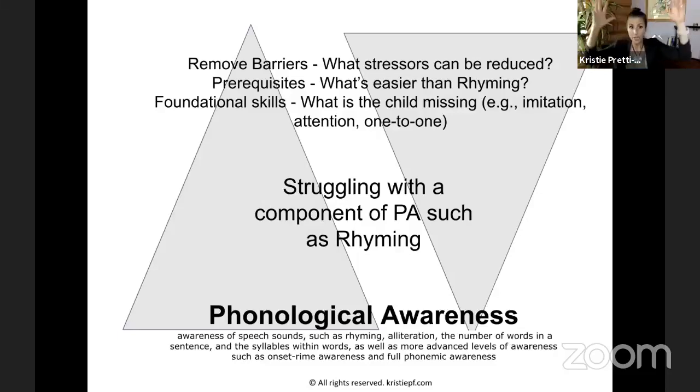You can also say, what's a foundational skill? What's this kid missing? Well, imitation. It's hard to rhyme if you don't even have joint attention or imitation skills. And then the top one is my favorite. What stressors can you remove? And we're going to talk about this all day in day 4 of the Summer Academy.